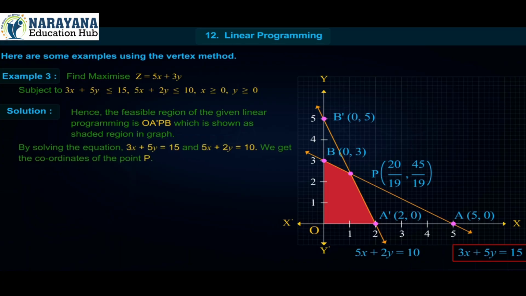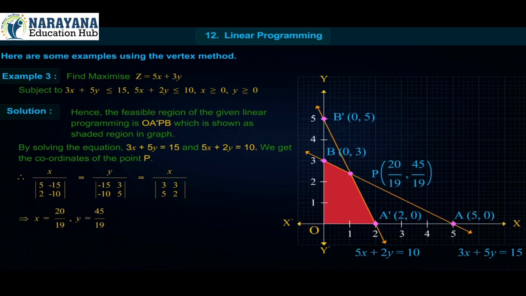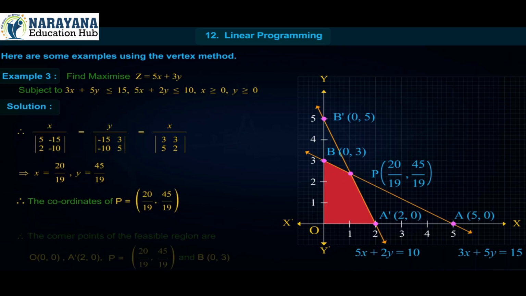By solving the equations 3x plus 5y equals 15 and 5x plus 2y equals 10, we get the coordinates of the point P. Therefore, x upon determinant (5, minus 15; 2, minus 10) equals y upon determinant (minus 15, 3; minus 10, 5) equals 1 upon determinant (3, 5; 5, 2). This implies x equals 20 upon 19, y equals 45 upon 19. Therefore, the coordinates of P are (20 upon 19, 45 upon 19).